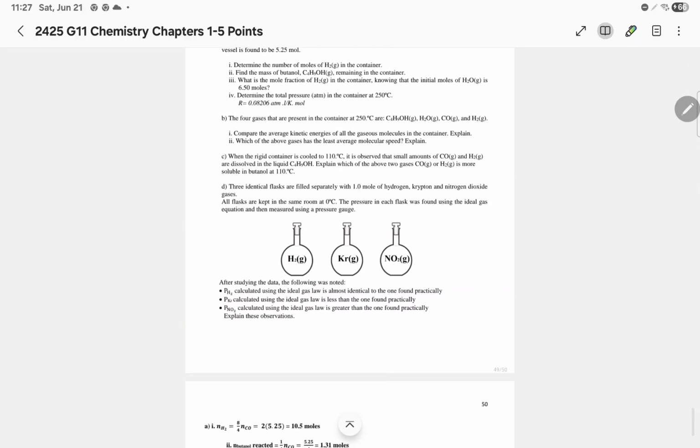Now, three identical flasks are filled separately with 1 mole of hydrogen, krypton, and nitrogen dioxide. All flasks are kept in the same room at 0 degrees Celsius. The pressure in each flask was found using the ideal gas equation, then measured using a pressure gauge. After studying the data, the following is noted: PH2 calculated using the ideal gas law is almost identical to the one found practically. PKr calculated by the ideal gas law is less than the one found practically. PNO2 calculated by the ideal gas law is greater than the one found practically.